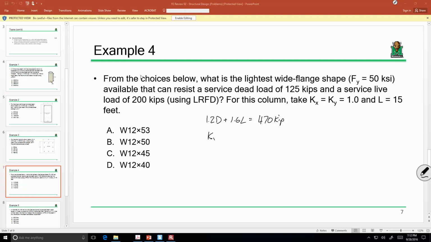So let's calculate KyLy. So that's going to be what? 1 times 15, 15 feet. So far so good? Okay. And we're going to choose the lightest column that can resist these loads. Everybody good? All right. Now I want to go to the steel manual real quick.